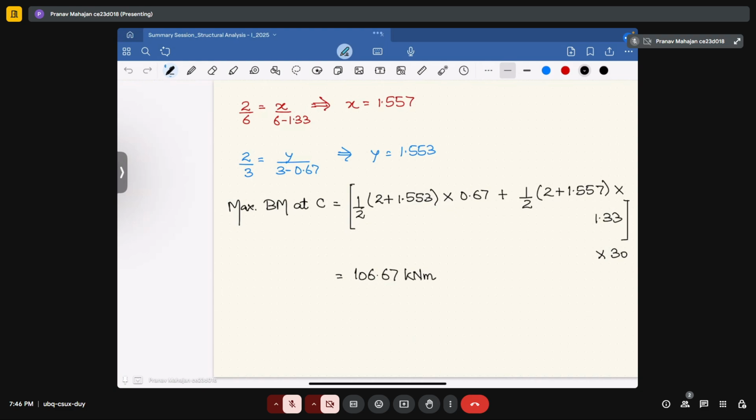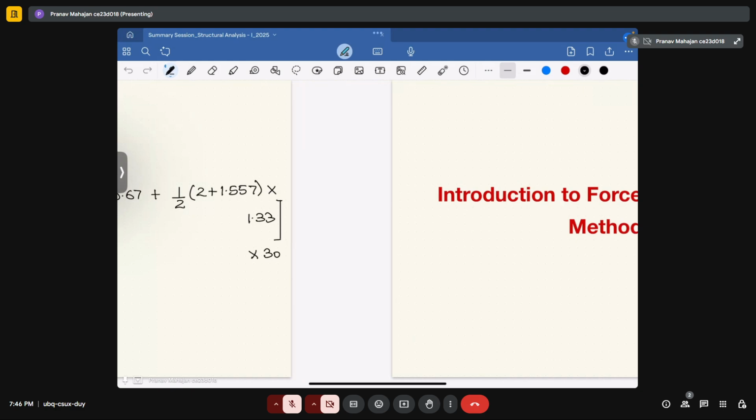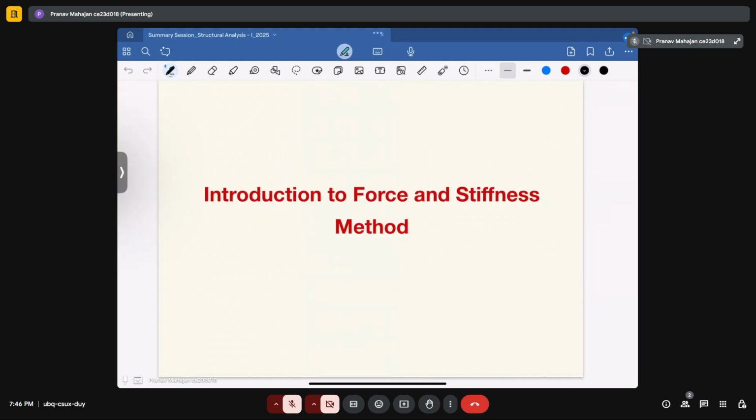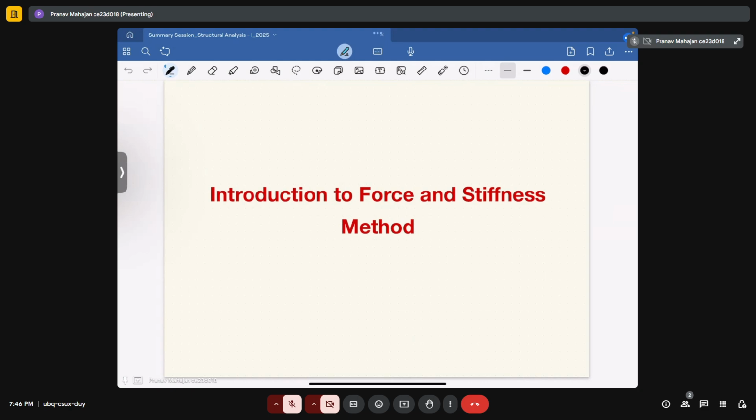And if you do that, what do you have to do? You have to calculate all the areas of the bending moment diagram. Okay. And then when you multiply it by 1 upon EI, it will give you the maximum bending moment at that particular point. Okay. So till this point, we have covered analysis of statically determinate structures.